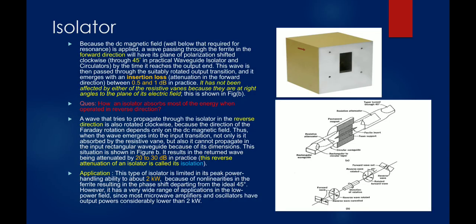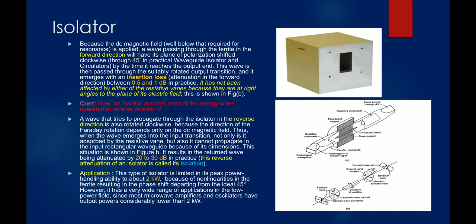So because the DC magnetic field, well below that required for the resonance, is applied, a wave passing through the ferrite in the forward direction will have its plane of polarization shifted clockwise. So the signal is shifted clockwise through 45 degrees in practical waveguide isolators and circulators by the time it reaches the output end. With respect to the input, the output is 45 degrees rotated at port 2.